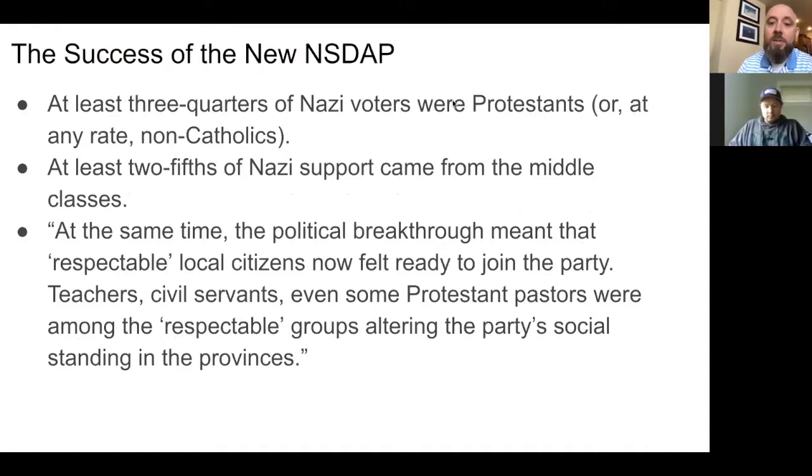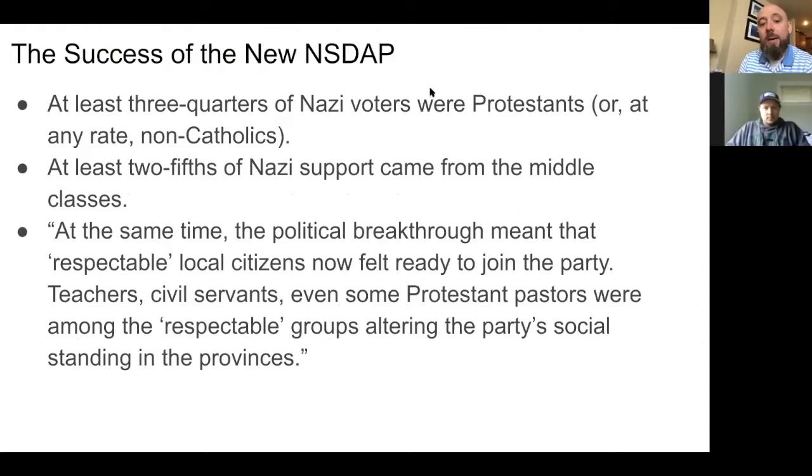Now this is where it gets interesting. Question is, who were the Nazis? Well, 3/4 of them were Protestant, non-Catholics. 2/5 of them were middle-class Germans, Germans who were from what we in our country would identify as middle-class people.